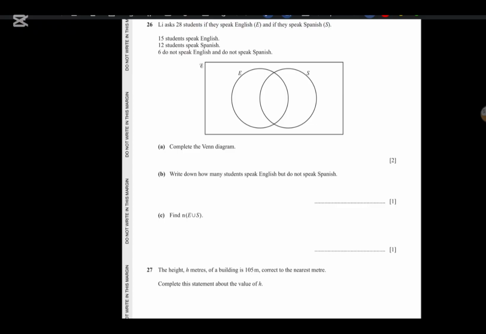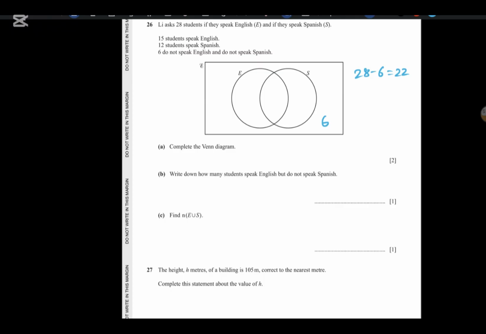First of all, let us complete the Venn diagram using this information. 28 students are the total students. So 15 students speak English, 12 students speak Spanish, and 6 do not speak. So 6 will come out of the circles. So 28 minus 6 will be how much? 28 minus 6 is 22 students.